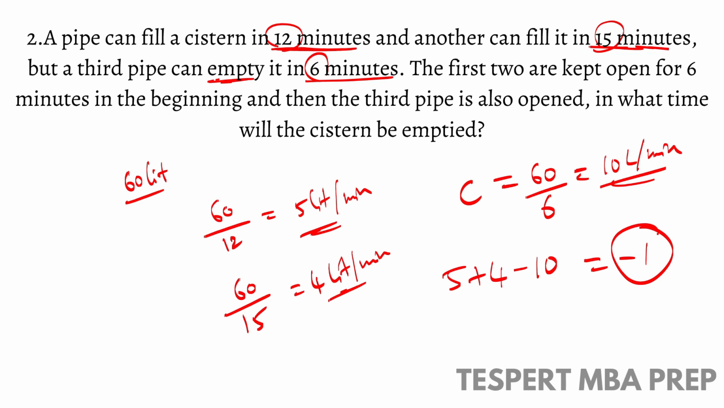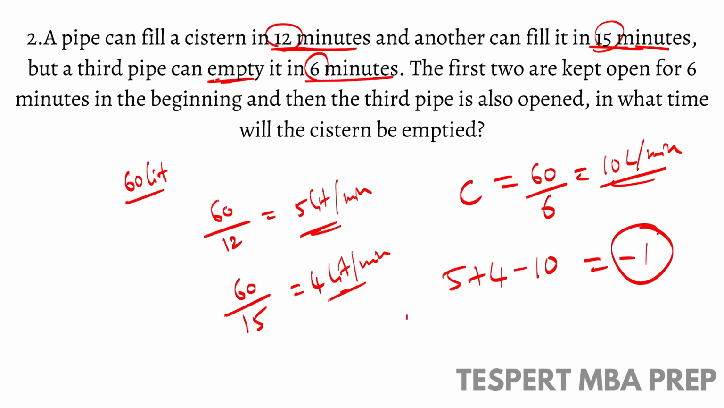So for the first 6 minutes the work is done only by A and B. C was not involved for the first 6 minutes. So after the 6 minutes, after that C came into picture.